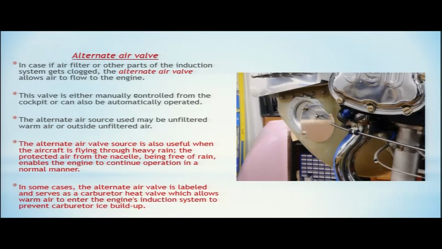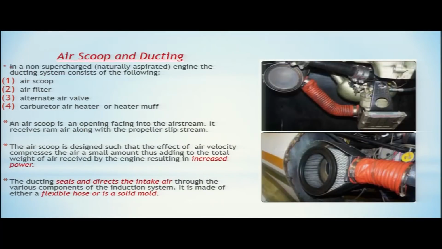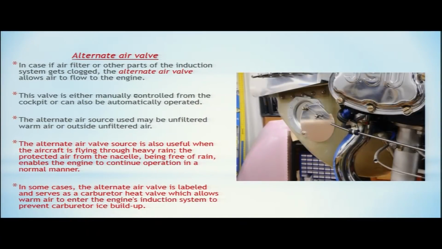Alternate air valve. We have seen in the first section that the induction system has three main parts. We have read about the air scoop, we have read about the filter, and now we will see what an alternate air valve is. The alternate air valve is also part of the air scoop and the duct.